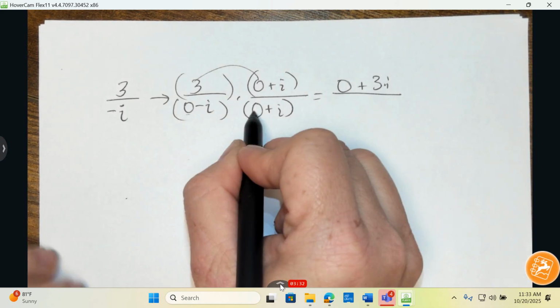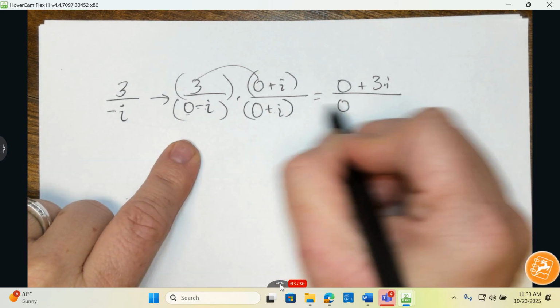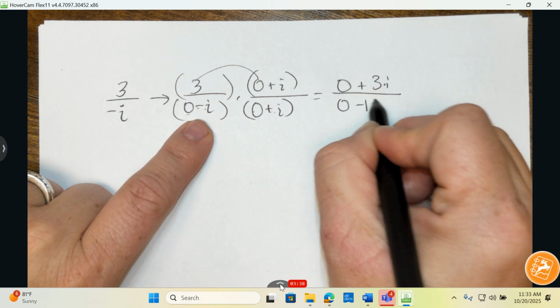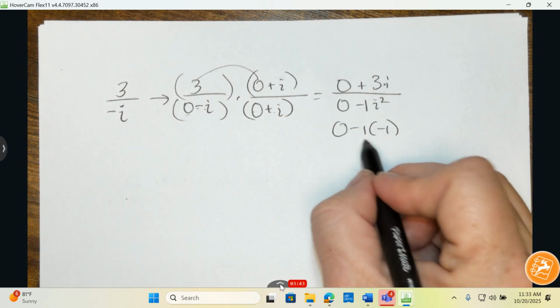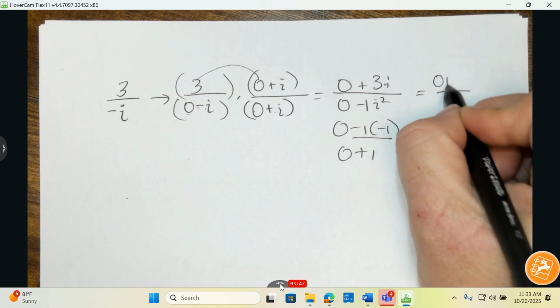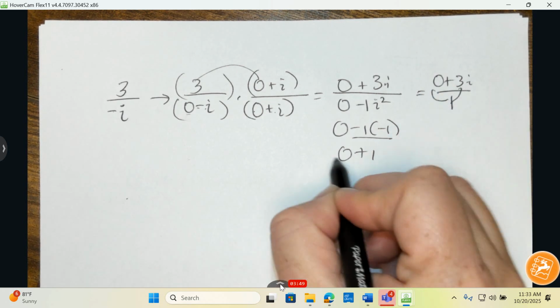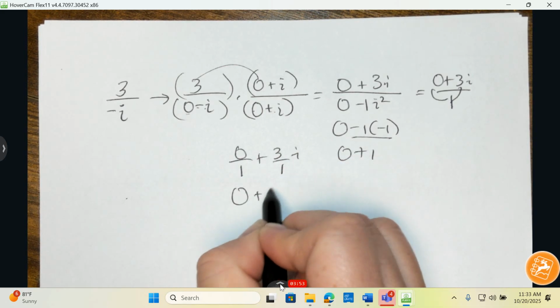On the bottom, we're conjugates, we multiply just the front and the back. So negative 1 times positive 1 is negative 1. And then I have an i squared. We know i squared is equivalent to negative 1. 2 negatives make a positive. So I have 1 on the bottom and 0 plus 3i on top. 0 over 1 plus 3 over 1i, so 0 plus 3i.